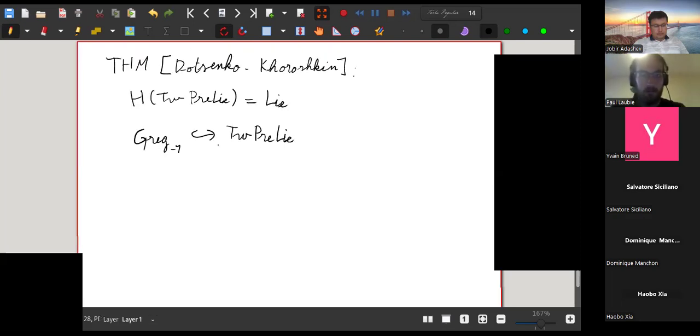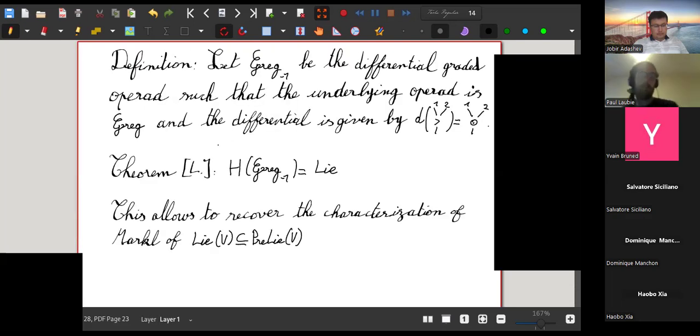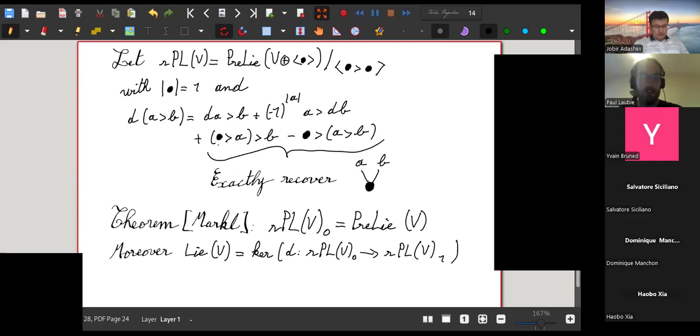So this theorem allows us to recover the characterization of Markov because, well, I said that we wanted to describe the free Lie algebra inside the free pre-algebra, but in fact, we already knew a characterization of this, which was given by Markov. And what is this characterization?